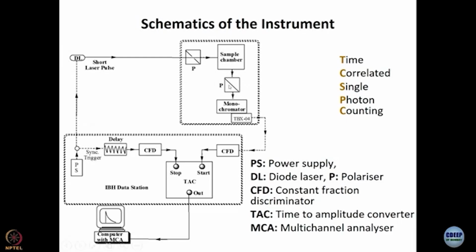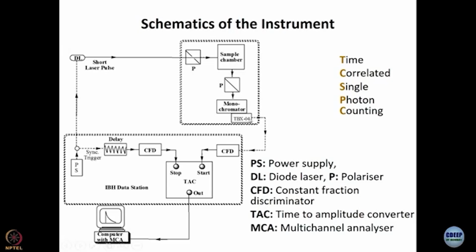Polarization of this second emission polarizer is set at 54.7 degrees with respect to the polarization of the excitation light, and then the emission goes into the monochromator and into the detector, right. So far it is almost like the arrangement that you have in your steady state fluorimeter. The difference comes after this.